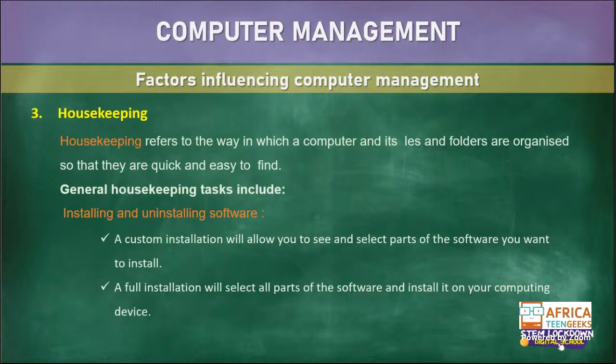And then there is full installation. In this case, you will be able to select all parts of the software and install it on your computing device. And when you are doing the installation, remember you enter the product key, and then once the installation is done, you have to register online, and then the product is verified and then activated. So if the product key is not correct, then you won't be able to use the software.